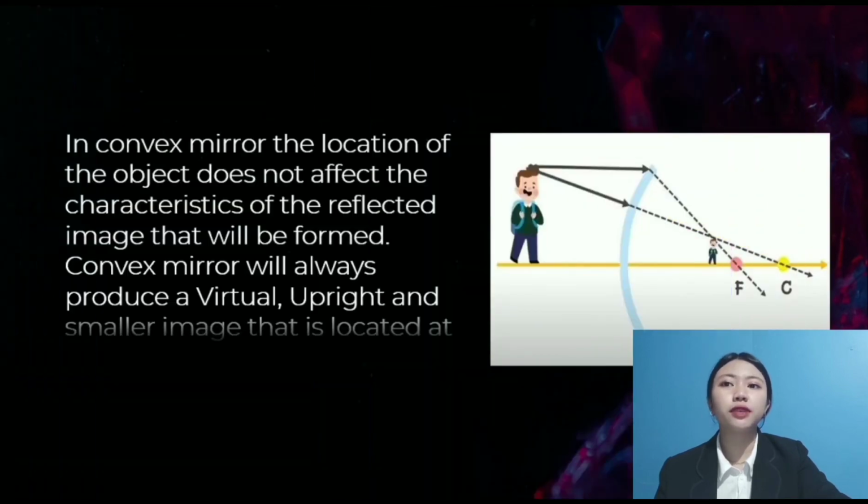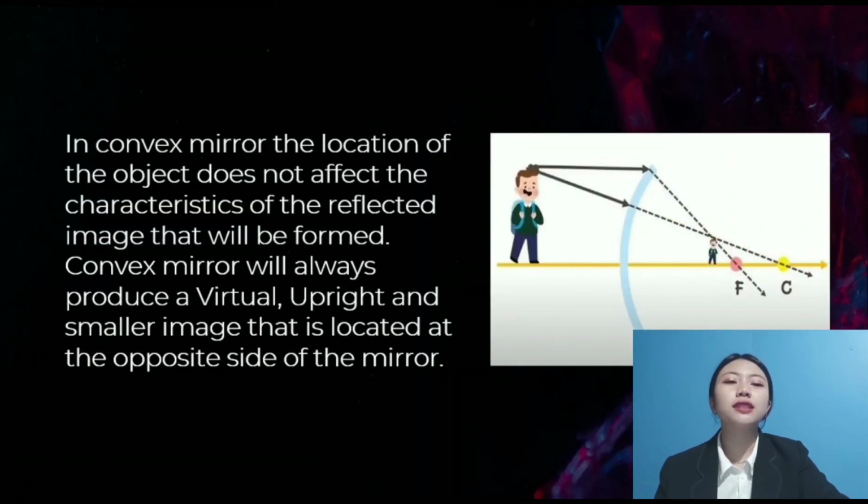In a convex mirror, the location of the object does not affect the characteristics of the reflected image that will be formed. A convex mirror will always produce a virtual, upright, and smaller image that is located at the opposite side of the mirror.